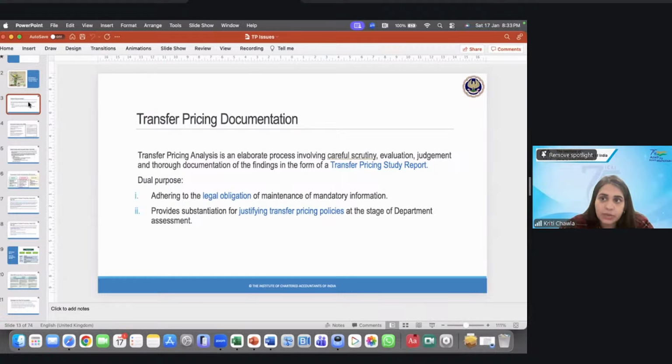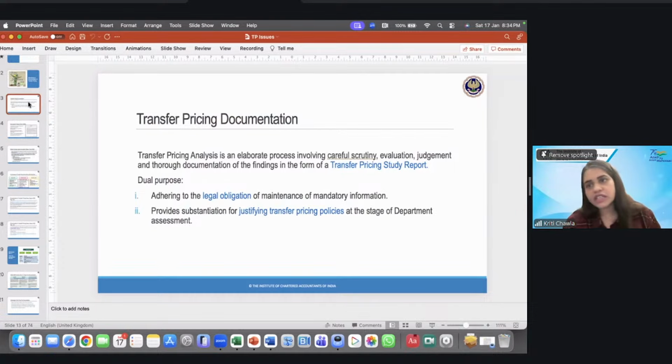And the second thing is that whatever transfer pricing policy you have undertaken as a taxpayer, and I'm talking from a taxpayer's perspective, whatever transfer pricing method you have chosen, howsoever you have tried to benchmark your transaction, whatever database you've chosen, whatever set of comparable companies you have chosen, it will help you substantiate it before the income tax department. And this is at the stage of scrutiny. So one, it is obviously a legal obligation, and the second thing is that it will help you justify the transfer pricing position. When I say you today, I am referring to the taxpayer's perspective. So just keep that in mind.